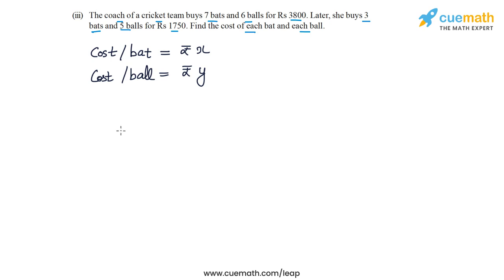Now we have to use the given pieces of information to set up a pair of linear equations in x and y. Now the first piece of information says 7 bats and 6 balls for 3,800 rupees. So the total cost of 7 bats and 6 balls should be 3,800 rupees. Now 7 bats will cost 7x rupees because the cost per bat is x rupees, and 6 balls will cost 6y rupees because the cost per ball is y rupees, and their total should be equal to 3,800. So this is the first equation that we get.